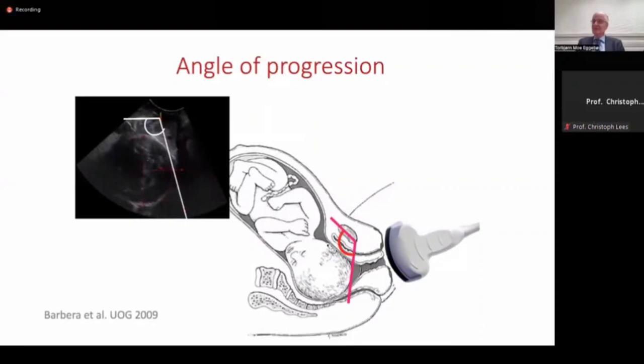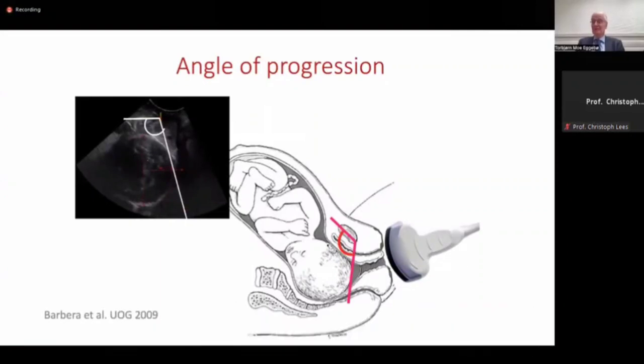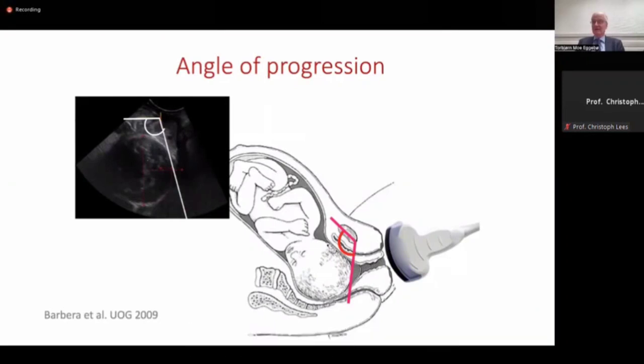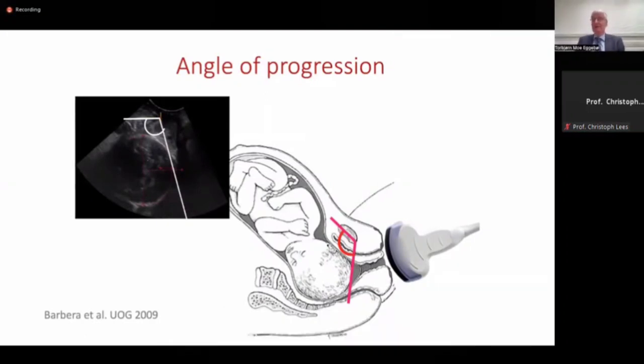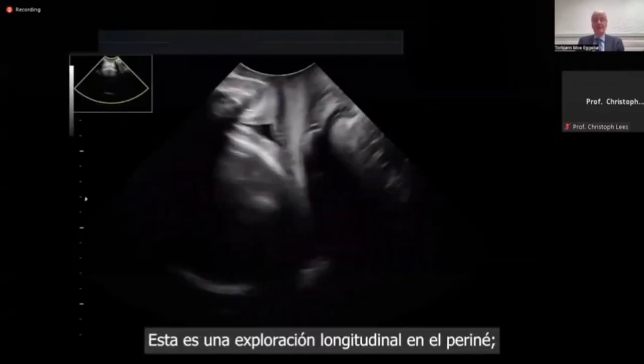It is easy. It requires a bit more training than head perineum distance, and both methods can be used, and they represent the same in a different way. I think you should train in both methods.